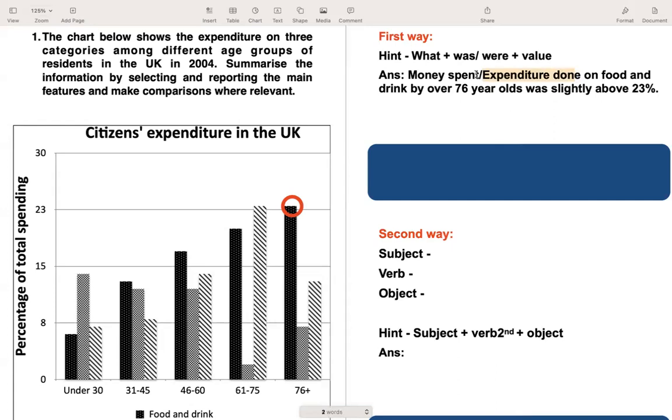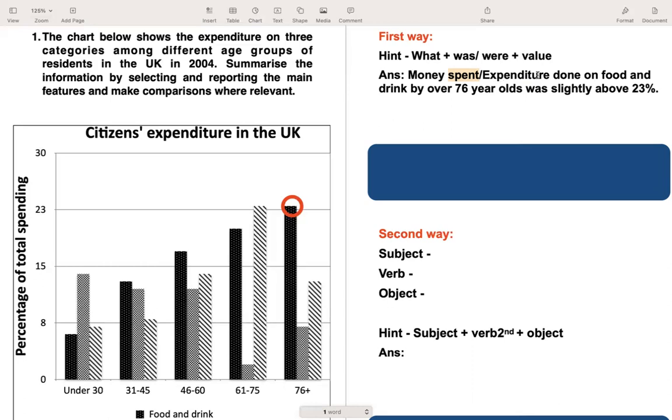If the question is why it is the third form, it's a different answer. Why expenditure? Expenditure is spending, so you don't say "expenditure spent." The spending is done, and expenditure is spending done. But money we spend. So if I use money, it's spent. If I use expenditure, it's done.